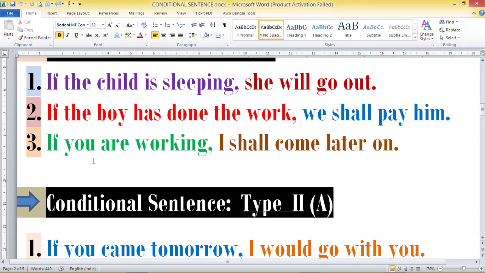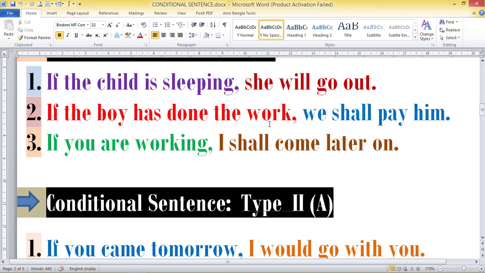Now let's go to the third sentence. The third sentence is: if you are working, I shall come later on. In the if clause, we have used present continuous. So you can use present continuous also in the if clause instead of present indefinite if the situation demands. And in the main clause, we have used future indefinite as per rule. So these are the variations in the main clause and the if clause.